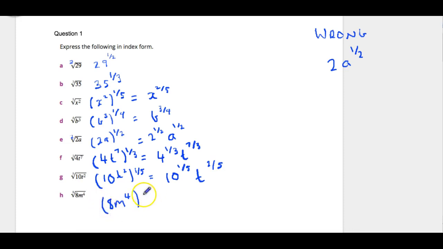And then the last question, again, write whatever is under the root sign, and it's to the power of 1/8. So it's 8 to the power of 1/8. And then m, 4 times 1/8 is 4/8, and well, that can be simplified if you want to be, m to the power of 1/2.